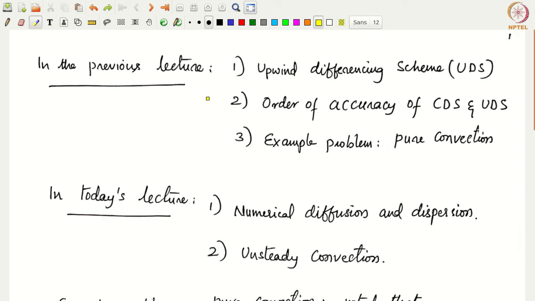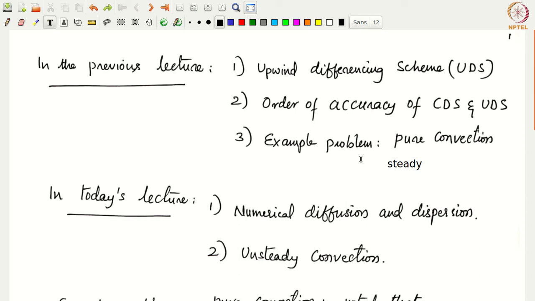So in the last lecture, we discussed the upwind difference scheme, which was said to be an alternative for the central difference scheme, right? We also looked at the order of accuracy of the two schemes that we have studied, that is the CDS and the UDS. And we have also looked at an example problem. This was a steady pure convection problem, right?